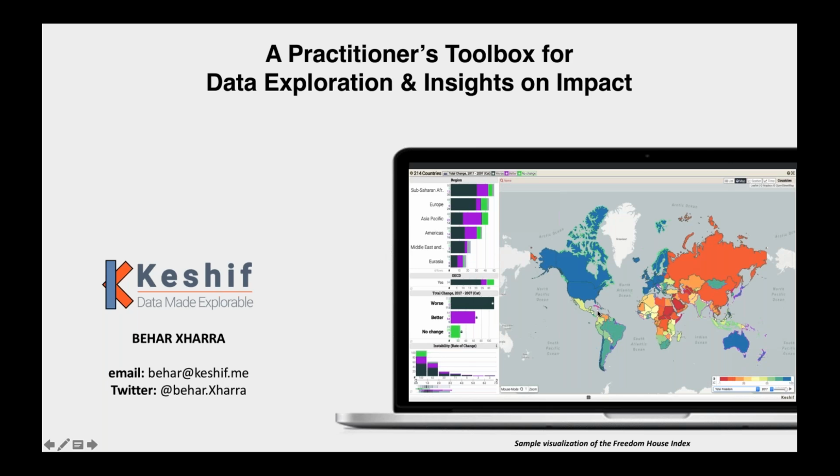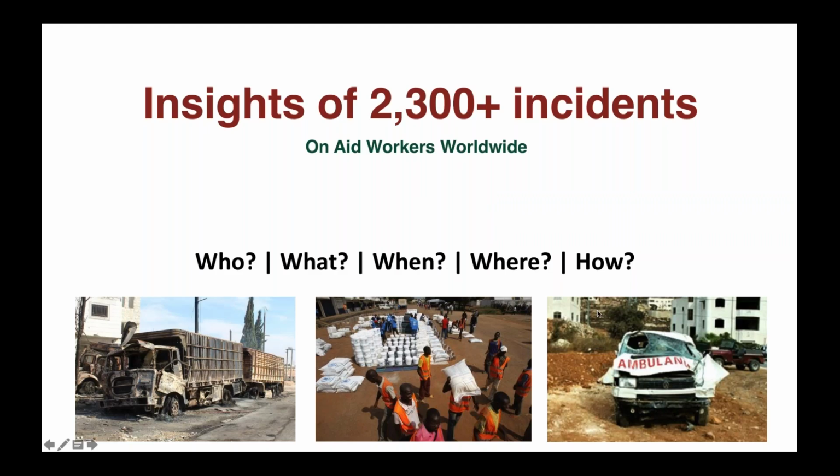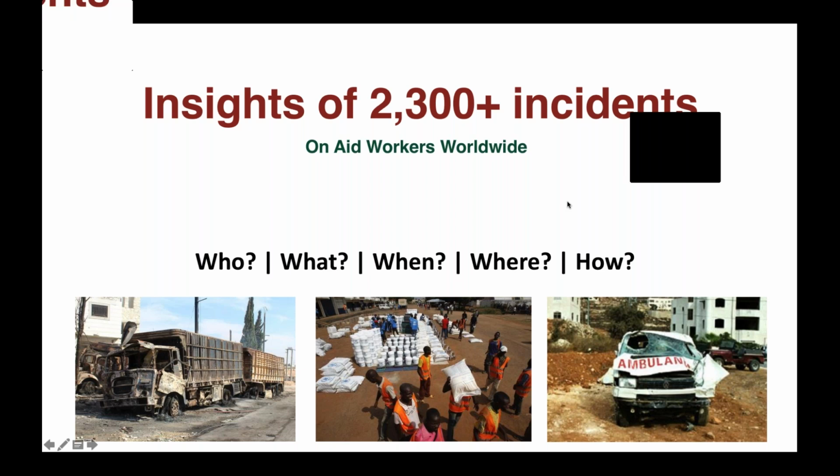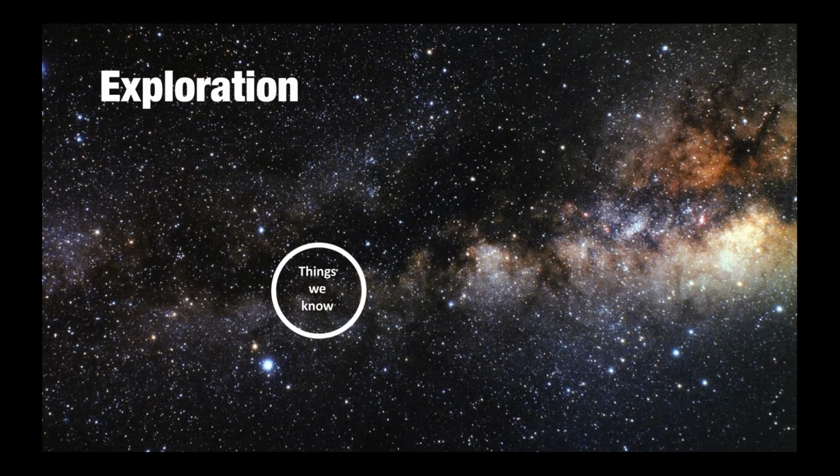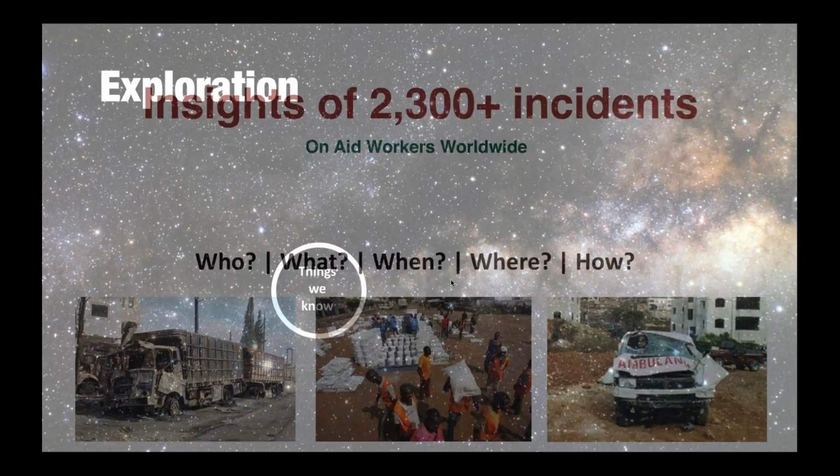I will move now into the applied aspect of my presentation, where I will take you through insights of 2,300 plus incidents on aid workers worldwide. Basically, this is a data set that shows who, what, when, where, and how in terms of the impact. I will switch the screens to go directly into the site. Sorry, this is not supposed to be shown now.